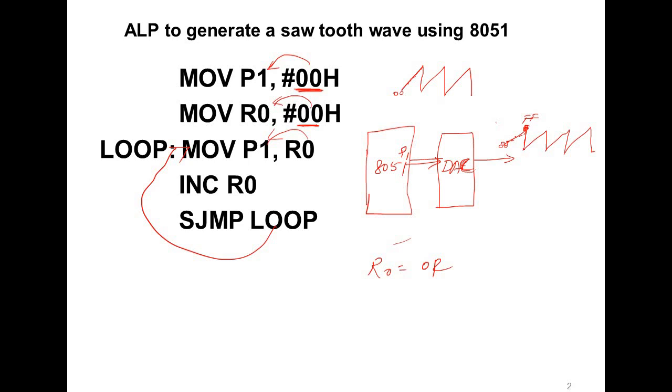Next we are sending 0, then 1, 2, 3, 4, 5, 6, this is becoming 0 and this becoming FF, and the progress is like this. This is how the counting is done. So this becomes 0, this becomes FF, again this becomes 0, and this progresses from 0 to FF. This is how the sawtooth wave is generated. It's a very simple program. Hope you have understood.